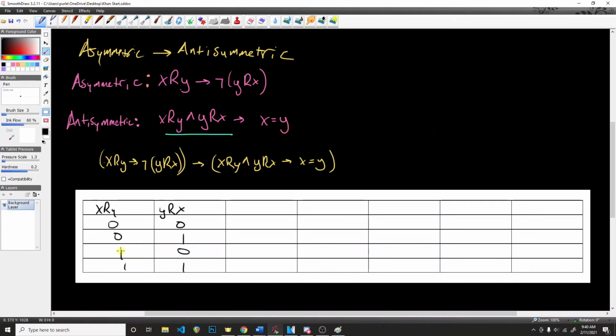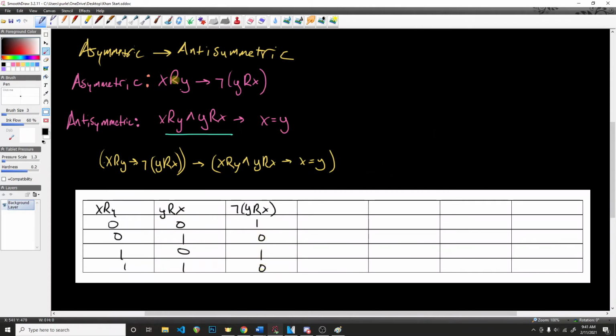Here we have that XRY is going to be true and YRX is false, and then we have that they're both true on the bottom row. Now what we have up here is a not YRX, so I'm going to go ahead and not that. I'm going to not YRX. So all I need to do is reverse all of these here. We have 1, 0, 1, 0.